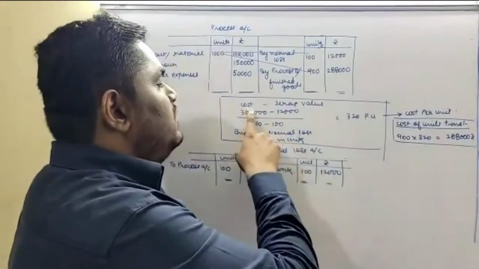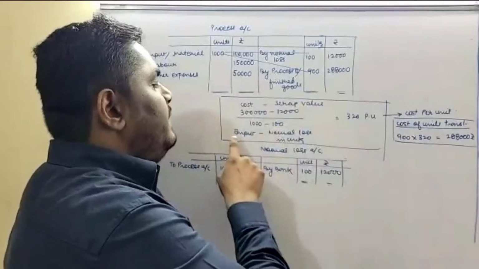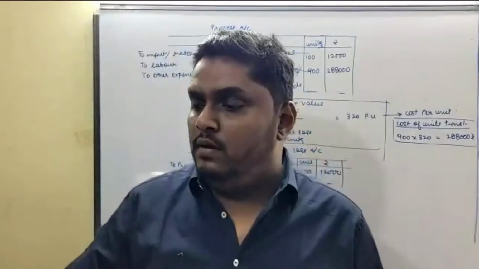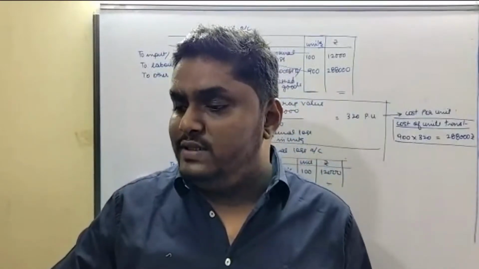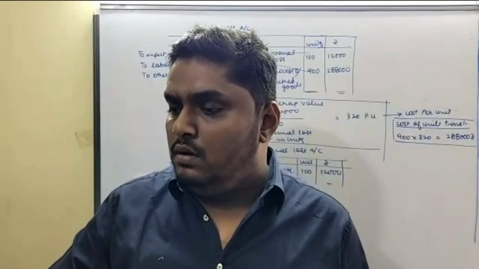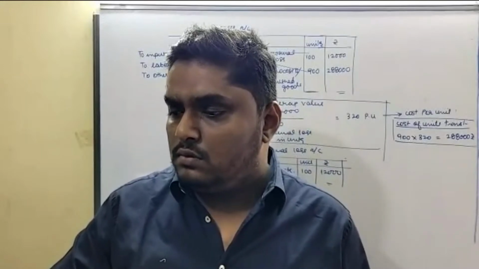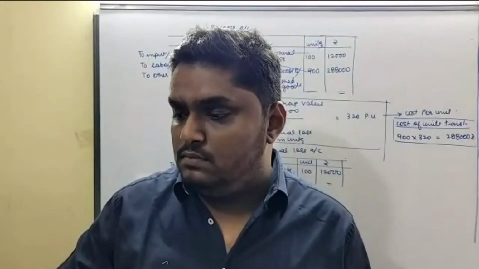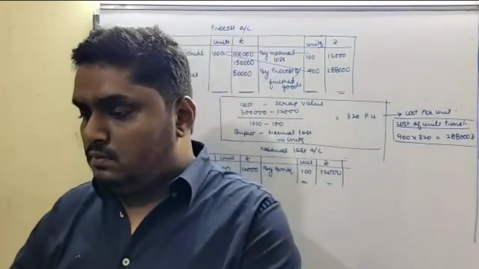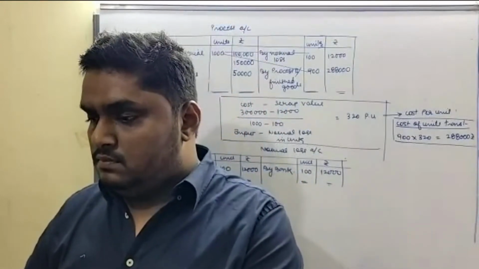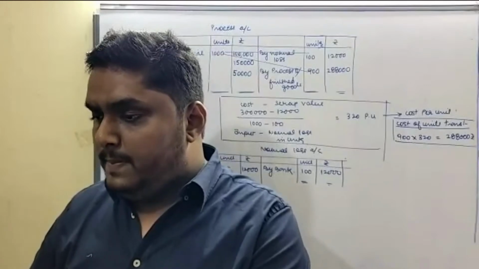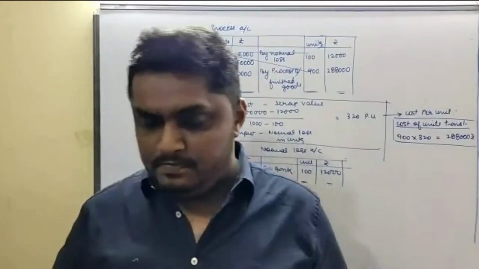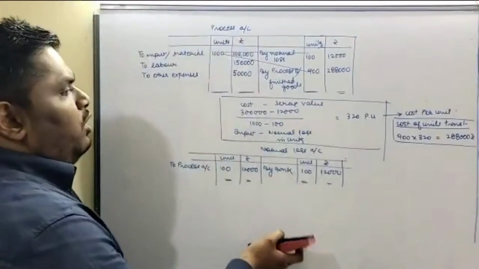This formula, that is cost minus scrap value whole divided by input minus normal loss in units, we will get the cost per unit. So hopefully, Vinodini, your doubt is resolved. Good, Mr. Aslam. So this is all about normal loss, guys.